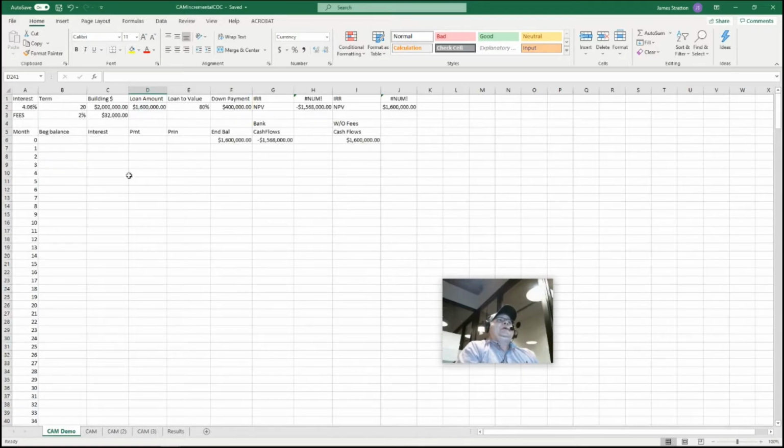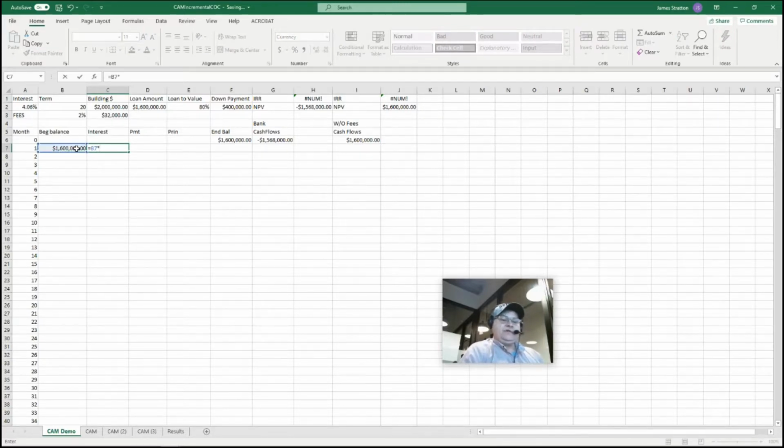Let's go back up to our very top. In our beginning balance, we're going to pick our ending balance up here. And then we're going to look at our interest. In our interest, it's going to be B7, which is this one right here, times our interest rate, which is right here. Now we want to freeze this so it doesn't adjust with our calculations as we go forward.